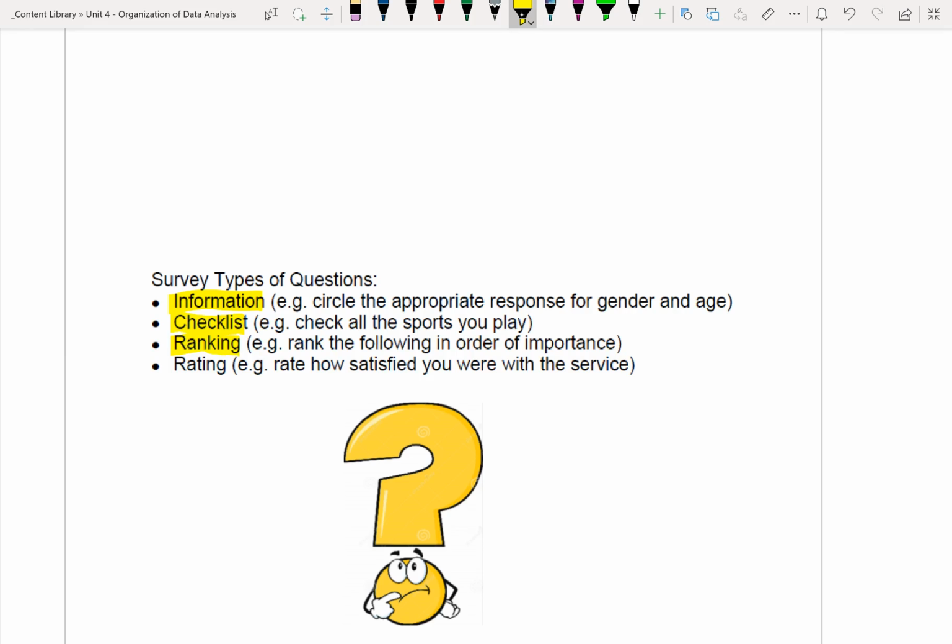Ranking: rank the following in order of importance. How important is this to you? And so on. And a rating, you've seen this: rate how satisfied you are with the service, right? That's another example. So there are different types of questions in open and closed, and how you can word them.